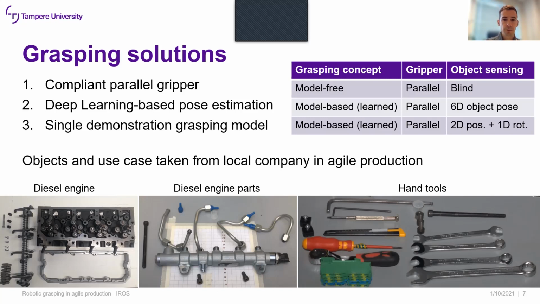The motivation for this comes from a use case that you can see here in the images. On the left side, we have a diesel engine, which is currently being assembled manually in a factory. The interest here is to do this robotically or with robot assistance. The parts to handle are taken from this, as can be seen. These can be quite complex and very complex shaped, as can be seen in the middle figure, or they can be hand tools, which are typically designed for human use and not for a robot.